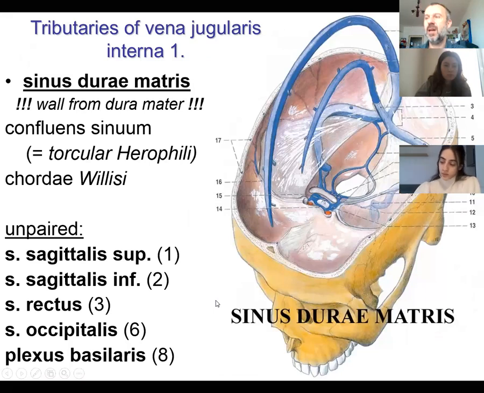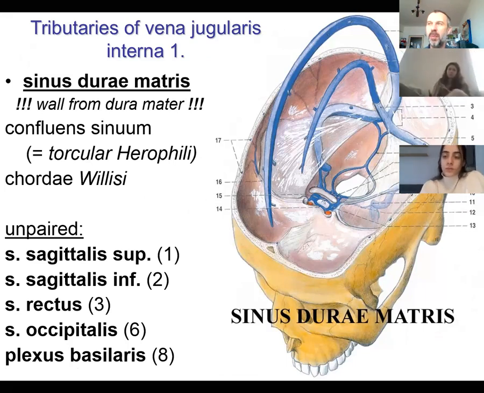Okay, we will start with the sinuses, and I will draw you an easy scheme for how to be oriented and how to learn it. So first, why do we call them sinuses? I think you know this, as these are veins which have been absorbed by the dura mater. So there is no more adventitia and externa itself. Both these layers are replaced by dura mater.